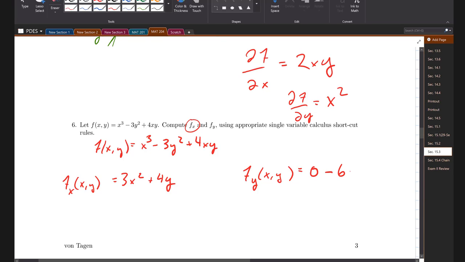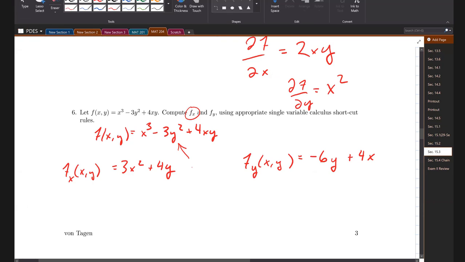Okay, yeah, so let me report what I had here. We had minus 6y plus 4x. So this term right here was constant. So if you like, what you could have done was say that's plus 0 plus 4y. Does that make sense?